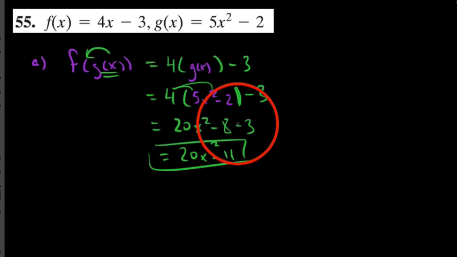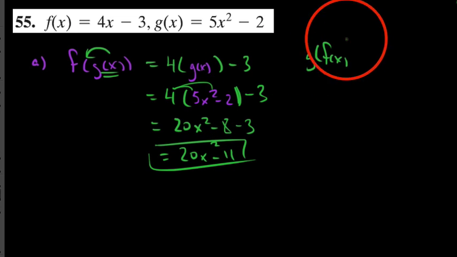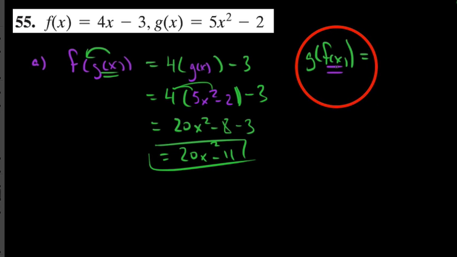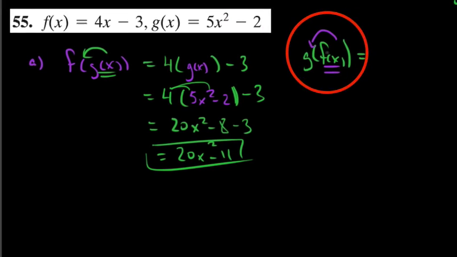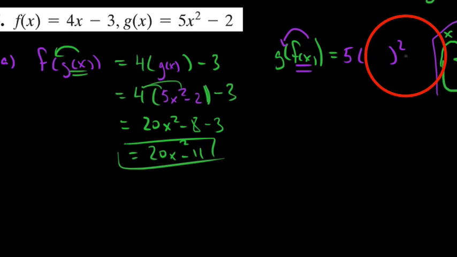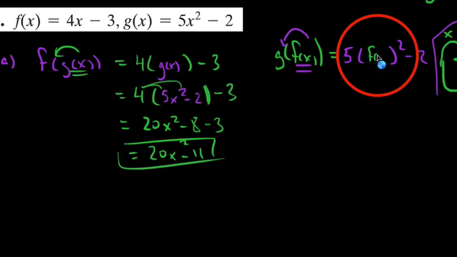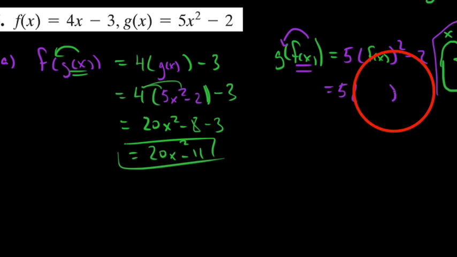So this is our f of g of x. Now let's go find g of f of x, which is going to be a little bit more involved because I'm plugging f of x into g, and g here has a squared input. So everywhere I see an x in g, we're going to take it out, and I'm going to put in f of x.